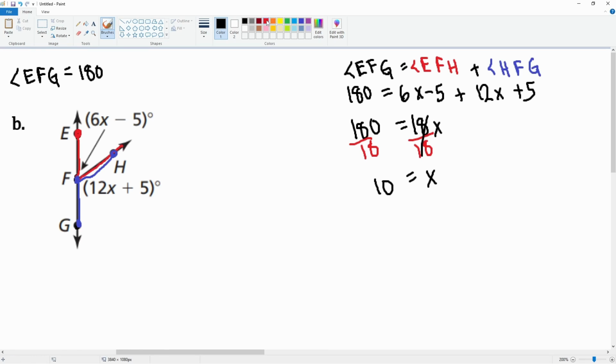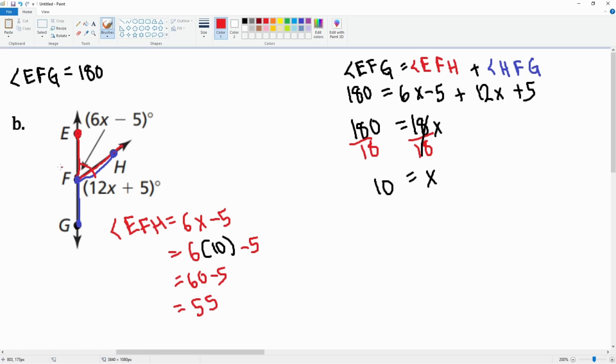We want to now find the angle. We know that angle EFH is this angle here. It's made up of 6x minus 5. Let's just plug in the x as 10. So 6 times 10, and we minus 5 here. This is 60 minus 5, which is 55 degrees. So this is 55 degrees here.